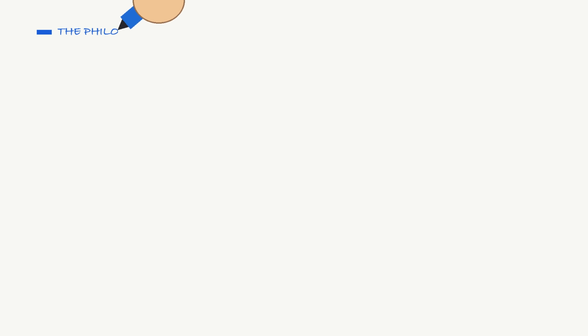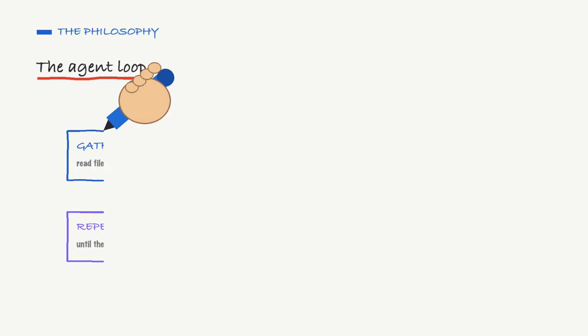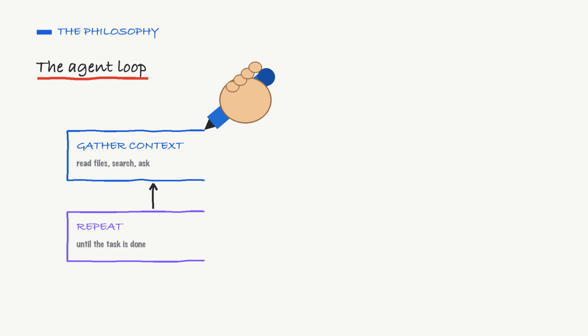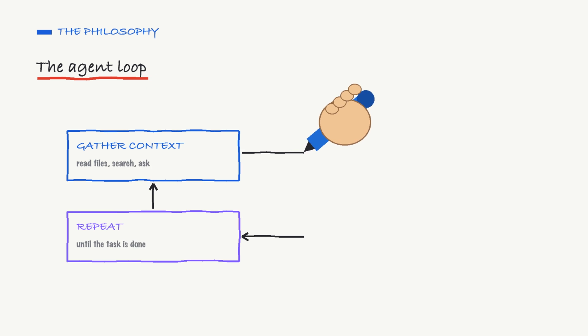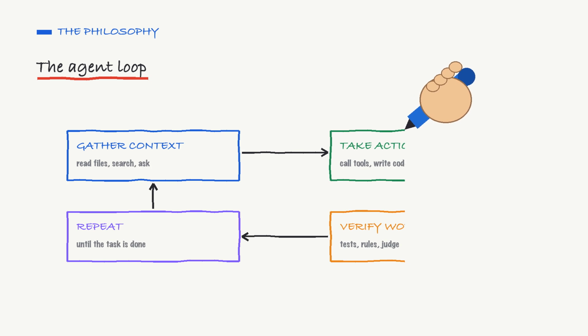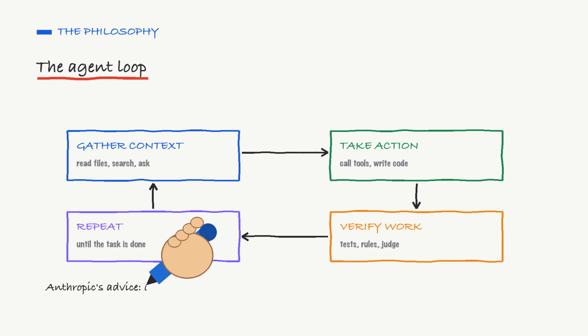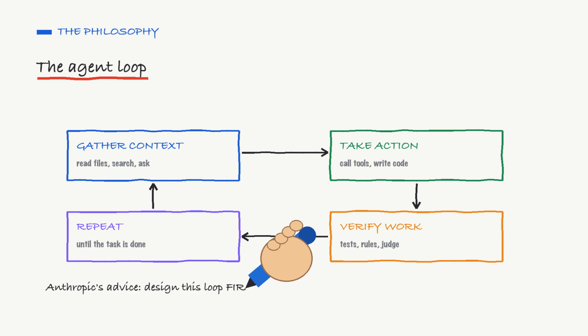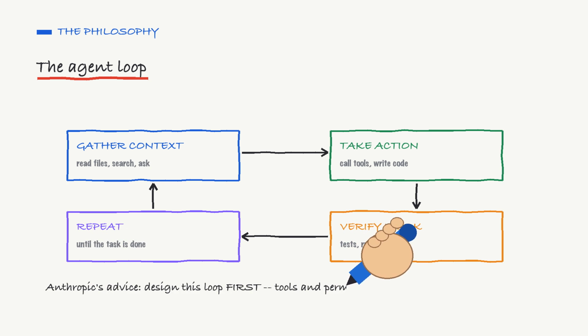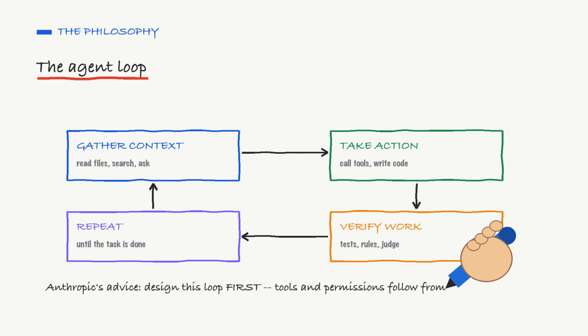Before code, the mental model, straight from Anthropic's engineering guidance. An agent is a feedback loop. Gather context: read files, search, ask. Take action: call tools, write code. Verify the work: run tests, apply rules, or let a model judge the result. Then repeat until done. Their advice is to design this loop first and let everything else, which tools, which permissions, what verification, follow from it. Keep this picture in mind. At the end, our 45-line agent will be exactly this loop.